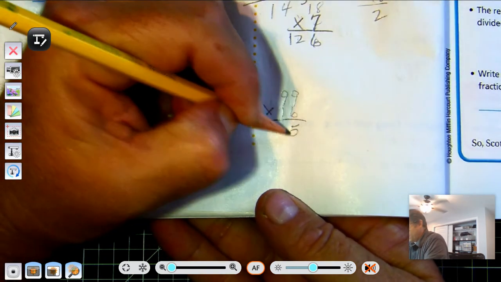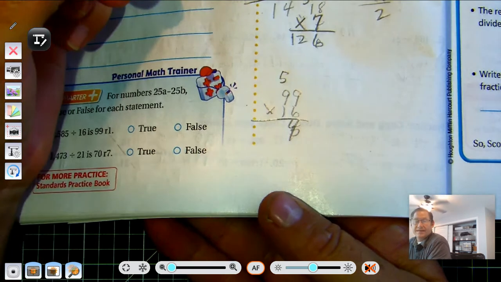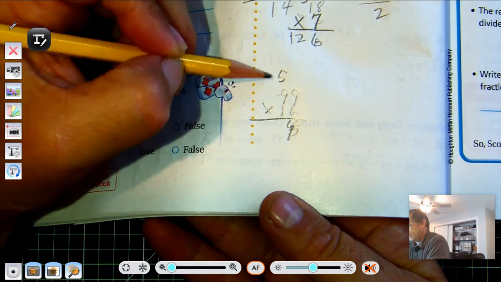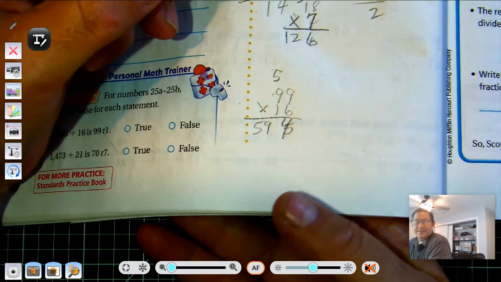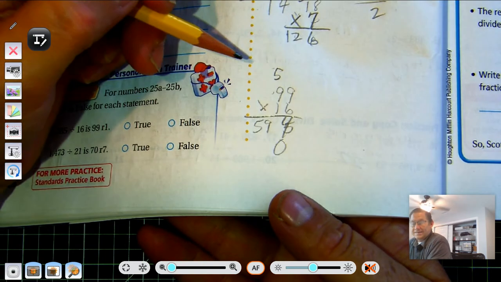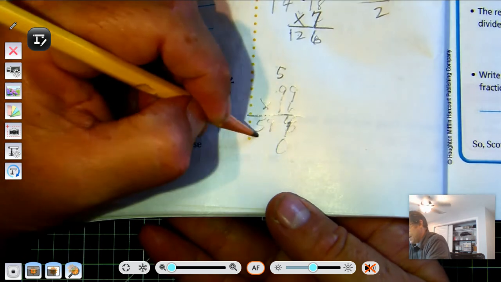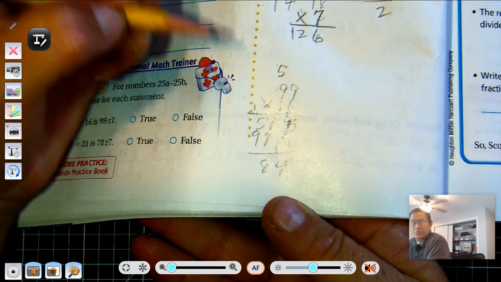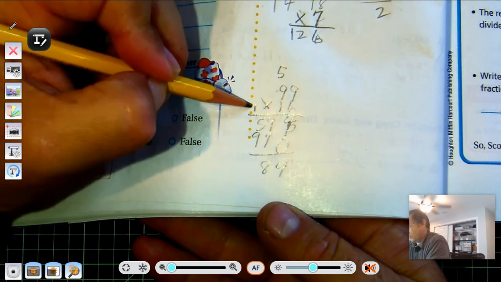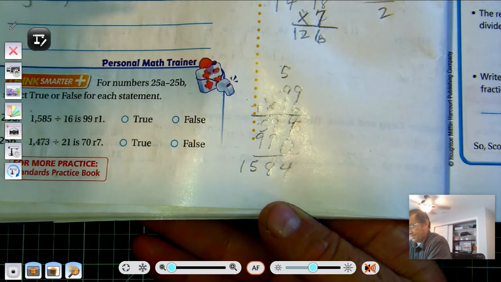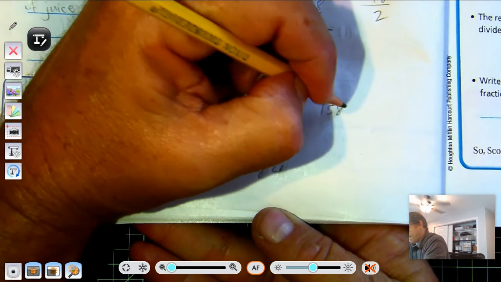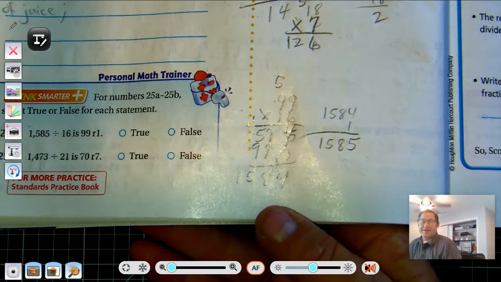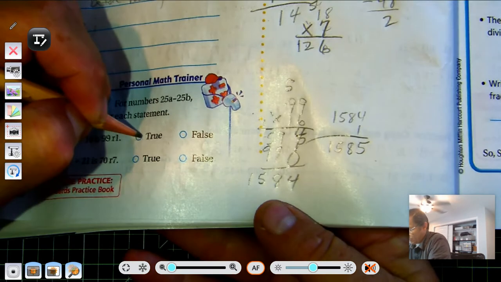9 times 6 ones, 54 ones. Regroup that as 5 tens and 4 ones. Again, 9 tens times 6 is 54 tens plus 5 more is 59 tens. Move over to the tens, and so basically we have 99 times 10 is 990. 4, 9 and 9 is 18 tens. Regroup as 108 tens. 9 and 1 is 10, and 5 more is 1,584. And we said there was a remainder of 1. 1,585. That does match. So yes, that's true.